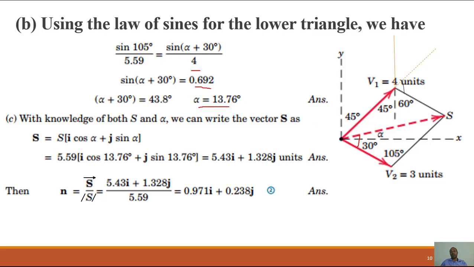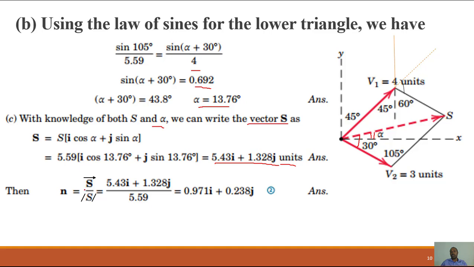Then with the knowledge of both s and alpha, we can write the vector sum as s times i cos alpha plus j sine alpha. Then finally, this is the answer as a vector: 5.43 i plus 1.328 j units. And alpha, the angle made by the vector sum with the positive x-axis, is 13.76.